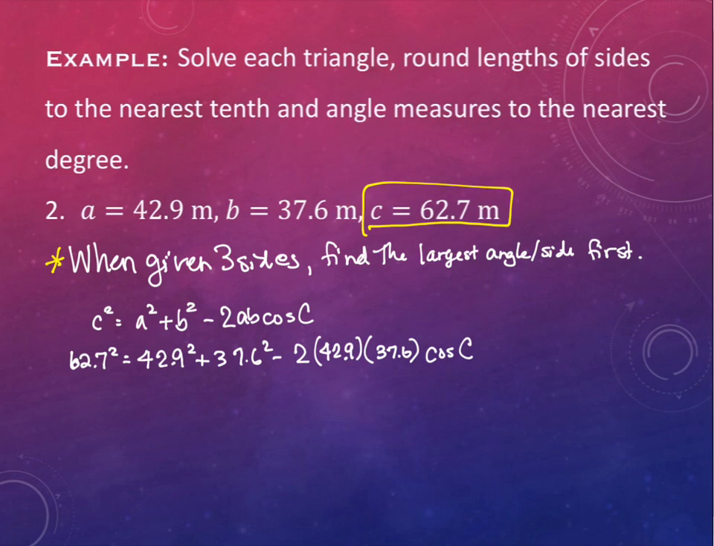So I have 62.7 squared, 3931.29. Told you it was messy. 42.9 squared is 1840.41, plus 37.6 squared is 1413.76, minus, and I'm going to choose to multiply these pieces together and write that in front of cosine. So I have 2 times 42.9 times 37.6.